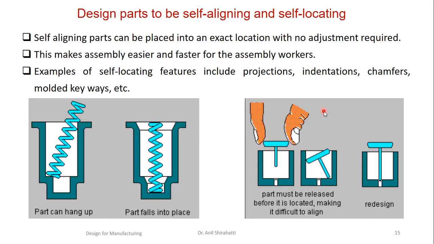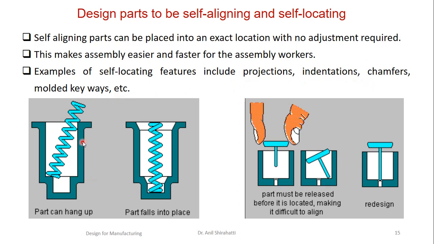Next is design the parts to be self-aligning and self-locating. Self-aligning parts can be placed into an exact location with no adjustment required. This makes assembly easier and faster for the assembly workers. Examples of self-locating features include projections, indentations, chamfers, molds, keyways, etc.